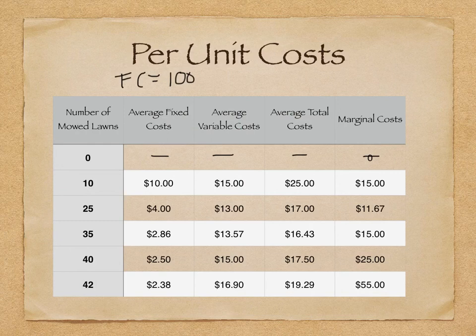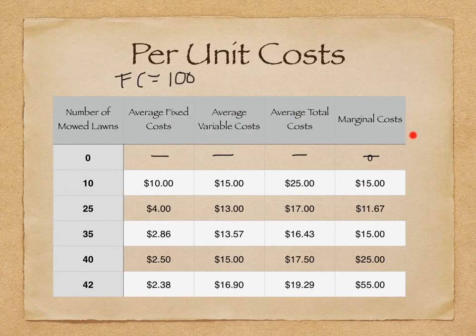Similarly, we could find out that when we employed 5 workers, our average total cost was $19.29 per lawn. So if we take $19.29 and multiply it by the 42 lawns that were mowed by 5 workers, we arrive at a total cost of $810. And if you check the slide previous, you'll notice that when we had 5 workers, our total costs were $810.